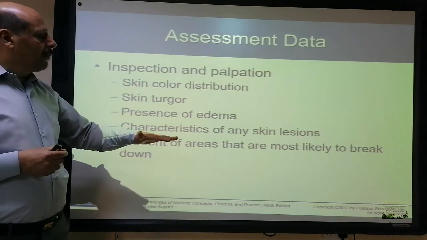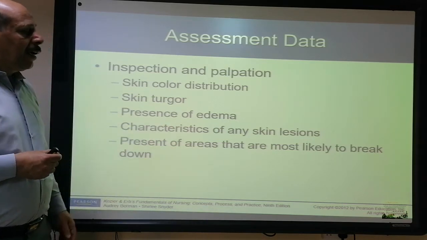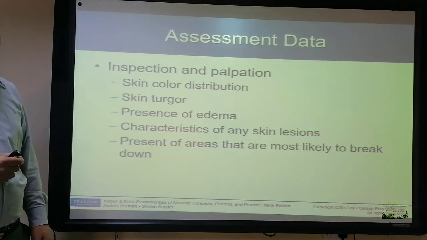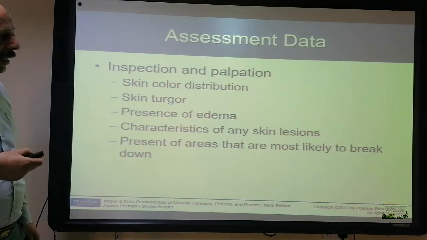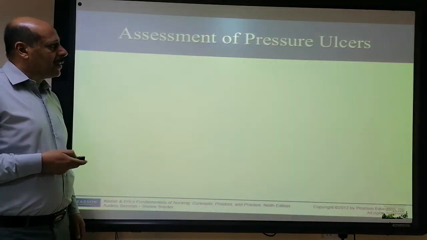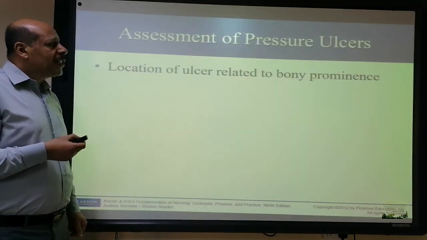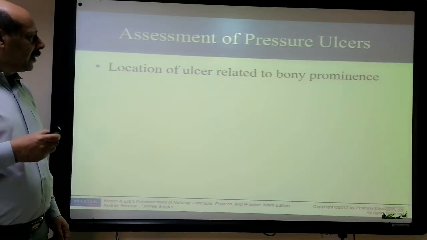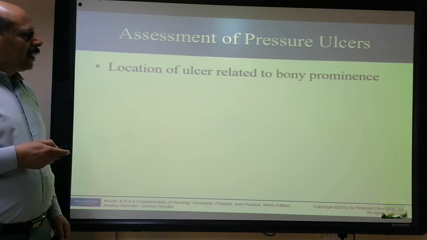The presence of areas that are most likely to break down. So we have to assess the risk of breakdown of the tissues, if it is there. Location of ulcer in relation to bony prominent area, if there is an ulcer.